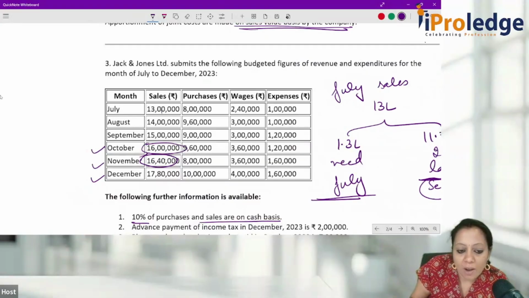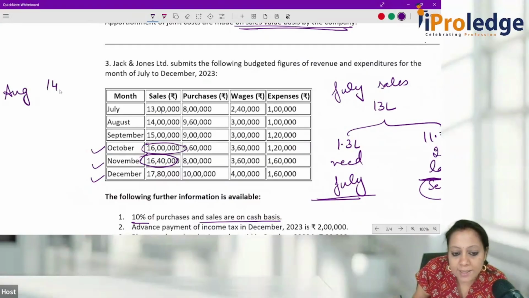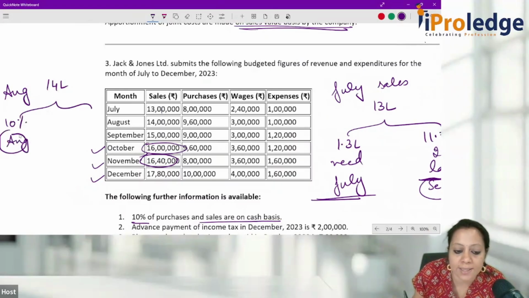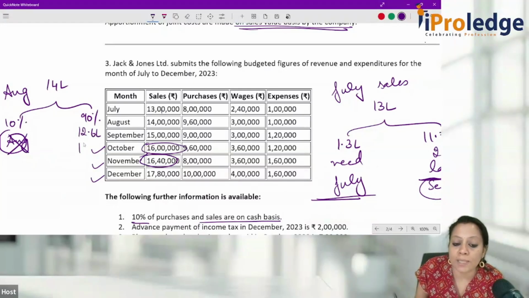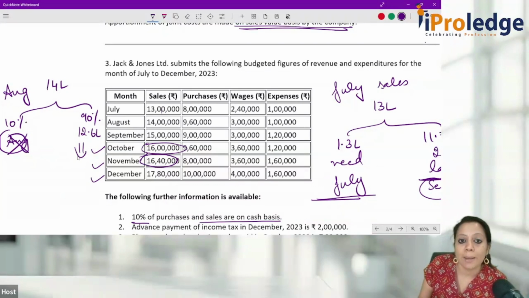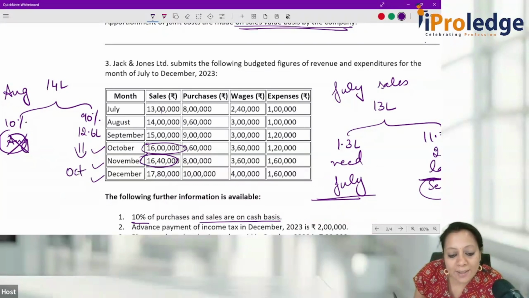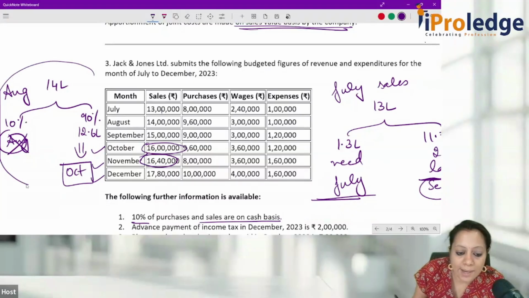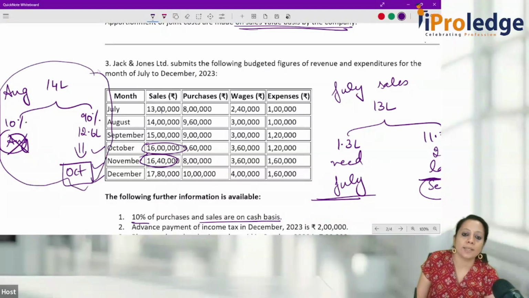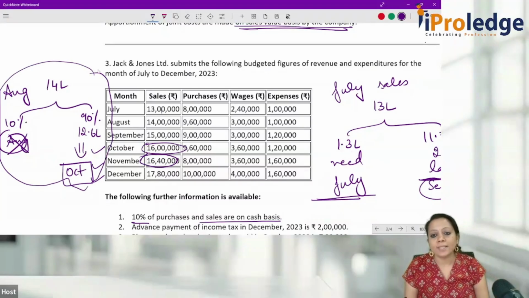Now, next month, August month sales, how much is it? 14 lakhs. Out of that, 10% will be cash. It will be received in August itself. I'm not bothered about this. 90%. 14 lakhs into 90% is how much? 12 lakh 60,000. 12 lakh 60,000 will be received 2 months later. 2 months later means what? September, October. It is going to be received in October. So 12 lakh 60,000 of August. So those of you who want, you can write only this. The others are same logic. In the exam also, if you write for one, and similarly, you don't have to write the working note for everything.